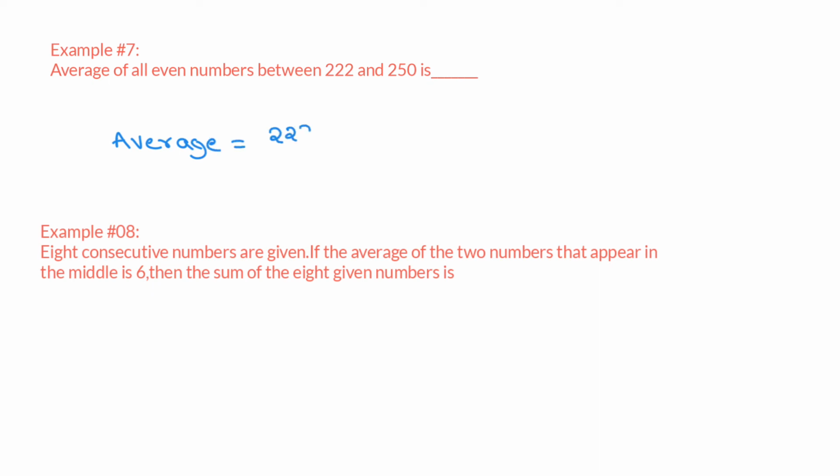So the desired average would be 222 plus 250 over 2. So that value is 472 over 2, which is equal to 236. So the desired average value is this 236.